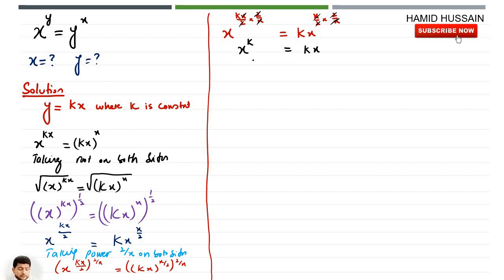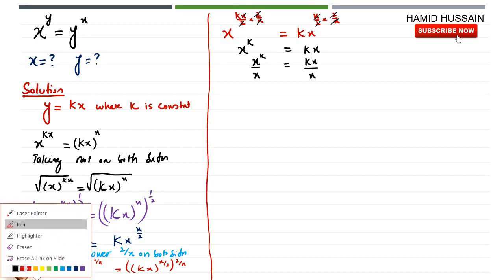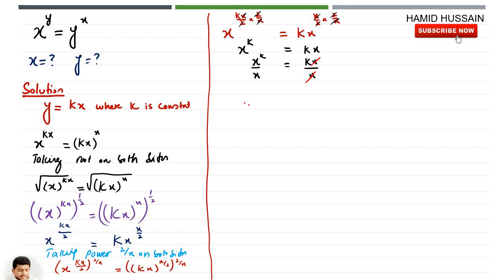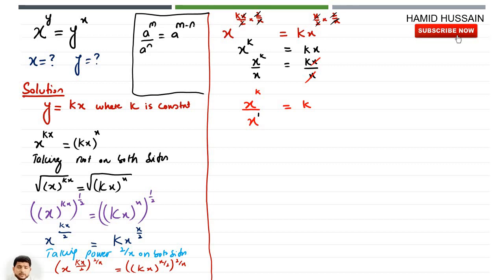Now we're going to cancel that x, so I'm going to divide by x on both sides. So we have kx upon x, and that x will cancel from here. So we're going to have x to the power k divided by x equals k. And as we know, we have here power of 1, and when the base is the same, the powers are subtracted. Once again I'm repeating, when the base is the same, let's suppose a to the power m divided by a to the power n is a to the power m minus n. So here x to the power k minus 1 equals k.